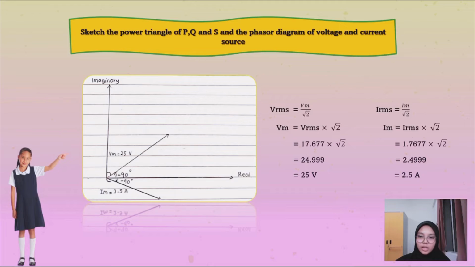We made some calculations to find the Vm and Im values. We use the formula Vm is VRMS multiplied by root of 2, and we get the answer almost 25 volt. Next for the Im, we use the formula IRMS multiplied by root of 2, then we get almost the same answer, around 2.5 ampere.